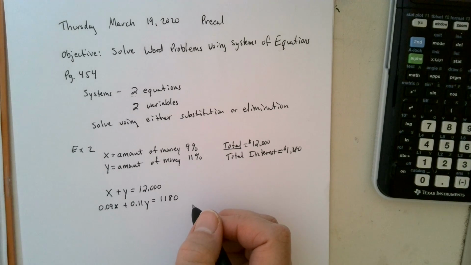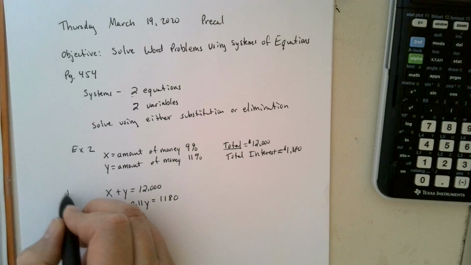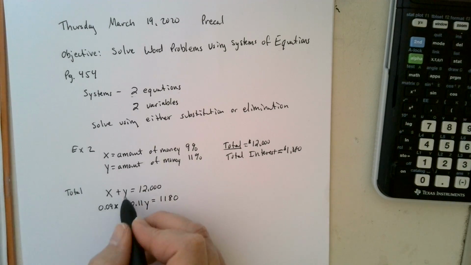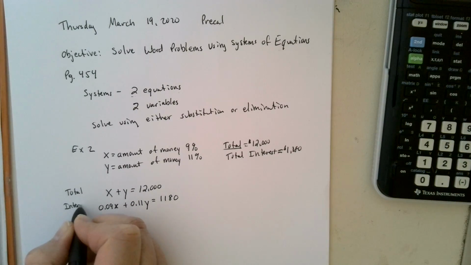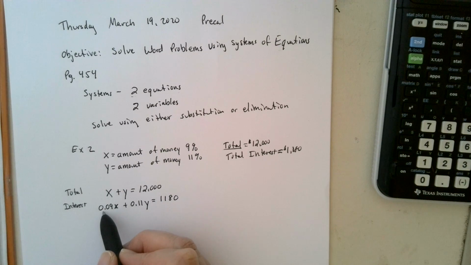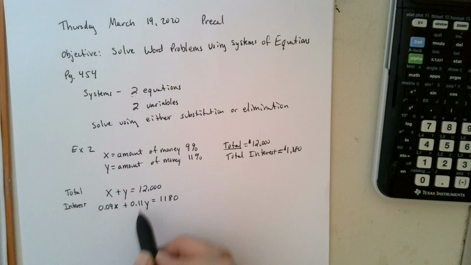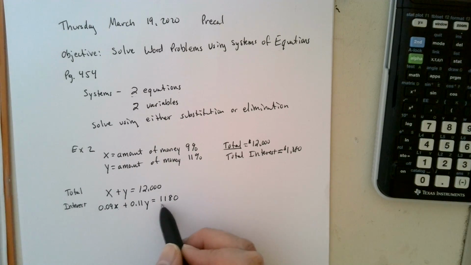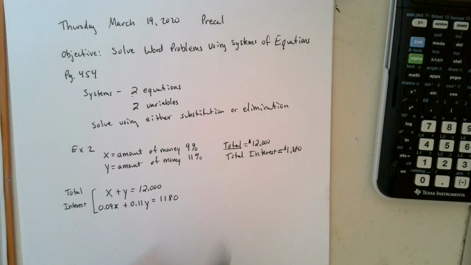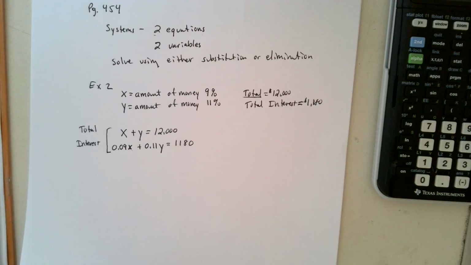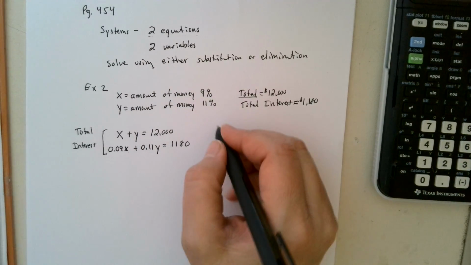1,180. So we have our total equation, X amount of dollars plus Y amount of dollars equals 12,000. And then we have what I would call our interest equation. The amount of interest from X dollars plus the amount of interest from Y dollars equals the total amount of interest. So this is our system. Again, you could solve it by elimination or substitution. This problem is really set up for elimination.